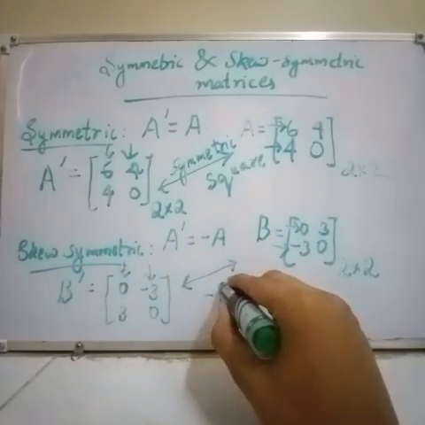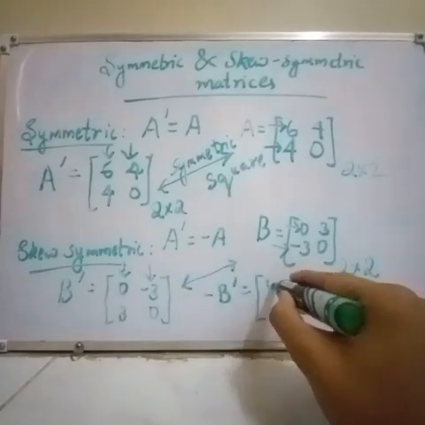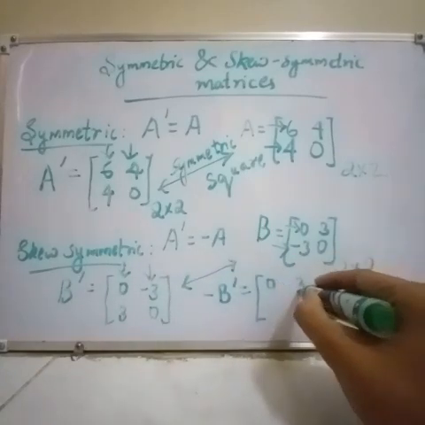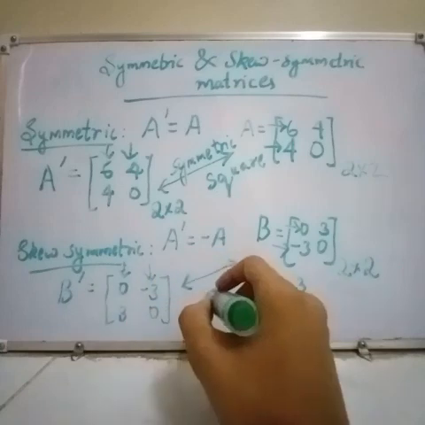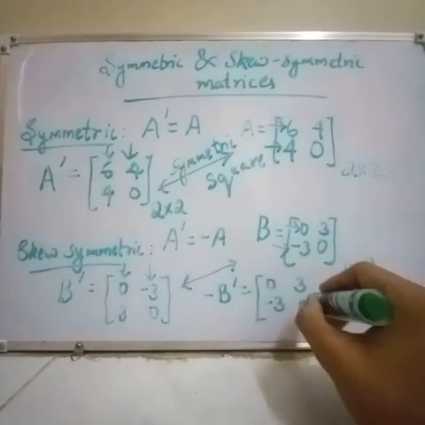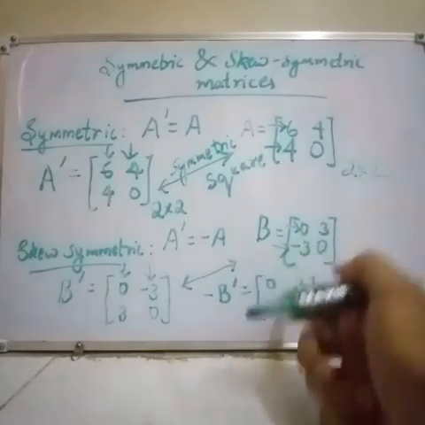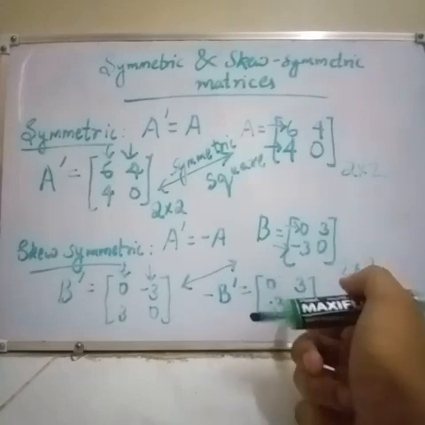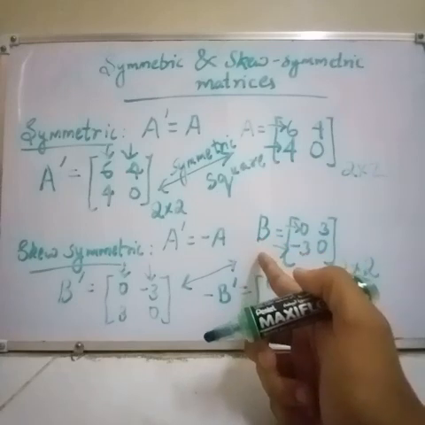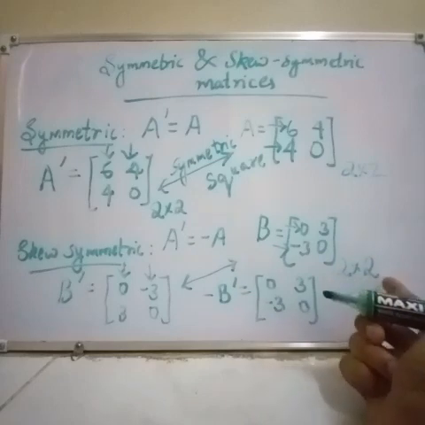If you take the negative of B complement, what would it be? 0 times minus 1 would be 0, minus 1 times minus 3 would be plus 3, 3 times minus 1 would be minus 3, and 0 times minus 1 would be 0. So negative B complement is actually equal to B. When that is the case, we say the matrix B is skew symmetric. And we can check skew symmetric only if it is a square matrix.